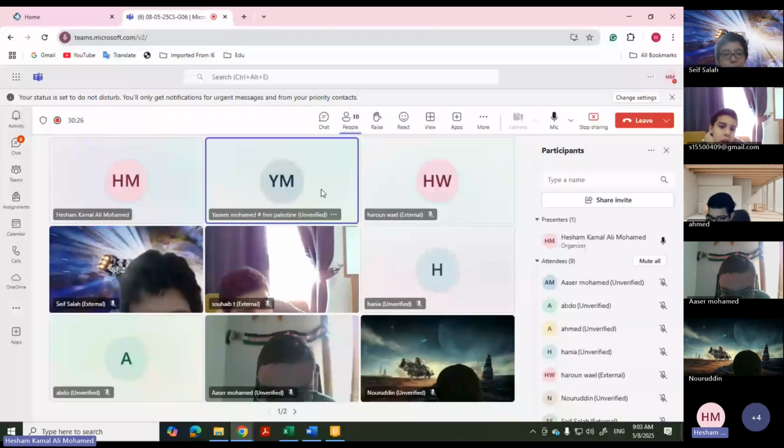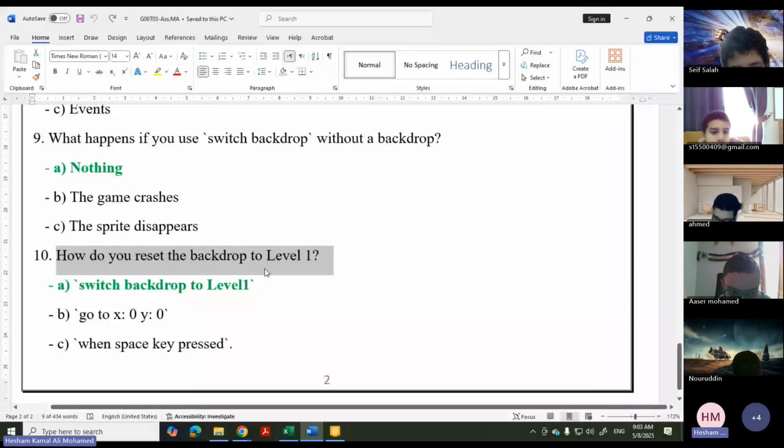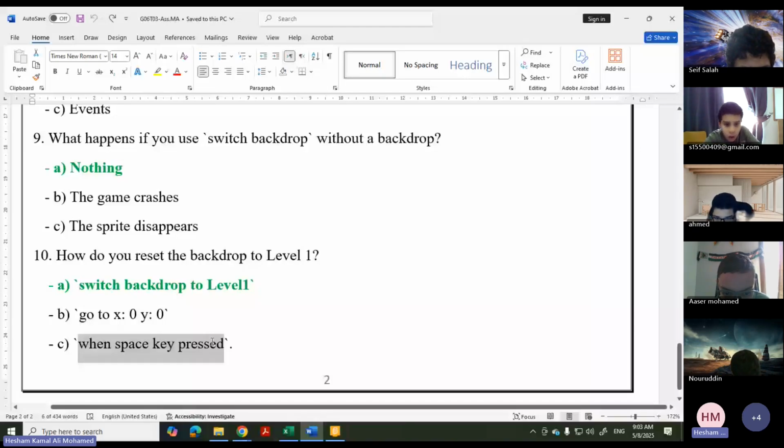Number 10, please. Can you read it out loud for us? How do you reset the backdrop to level 1? Reset means switch back. So reset the backdrop to level 1 by switch backdrop to level 1. Not go to x equals 0, y equals 0, not when space key pressed. So to reset the backdrop to level 1, switch backdrop to level 1.